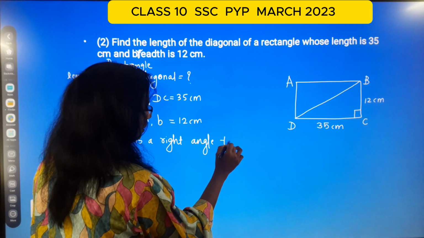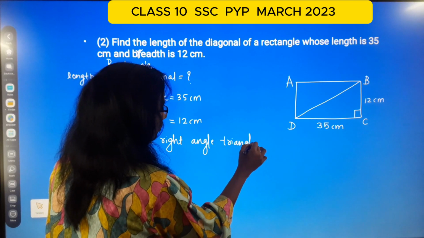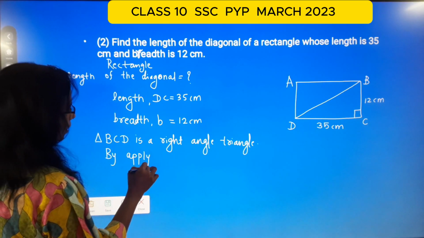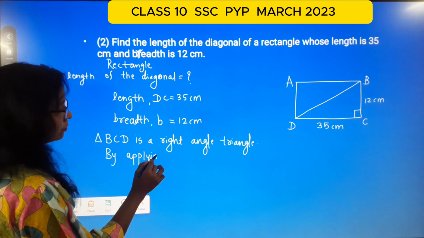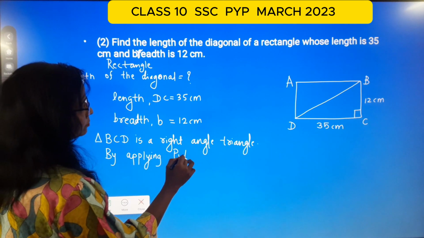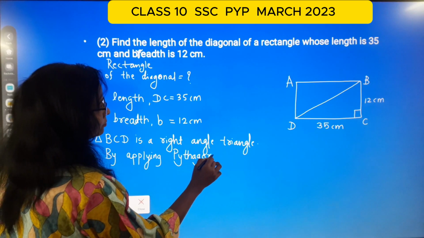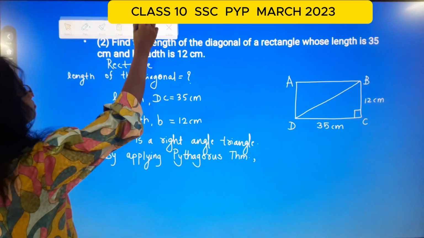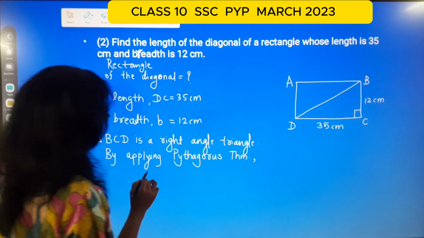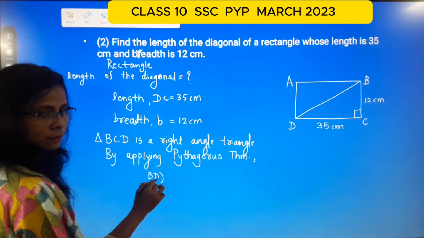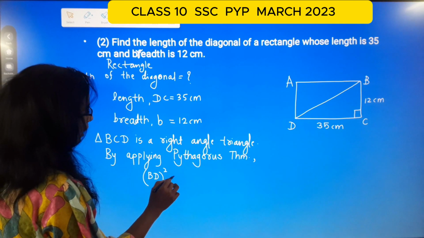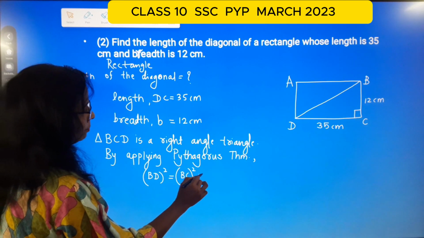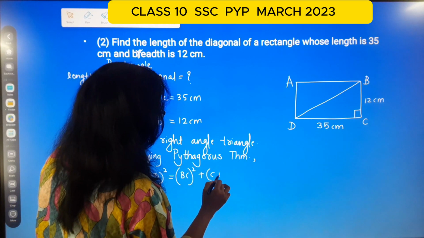Right angle triangle. Okay. So here, by applying Pythagoras theorem, here we get that BD square is equal to BC square plus CD square.